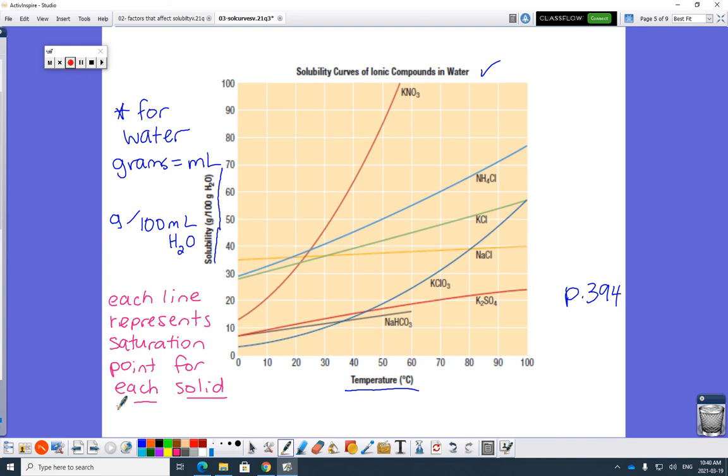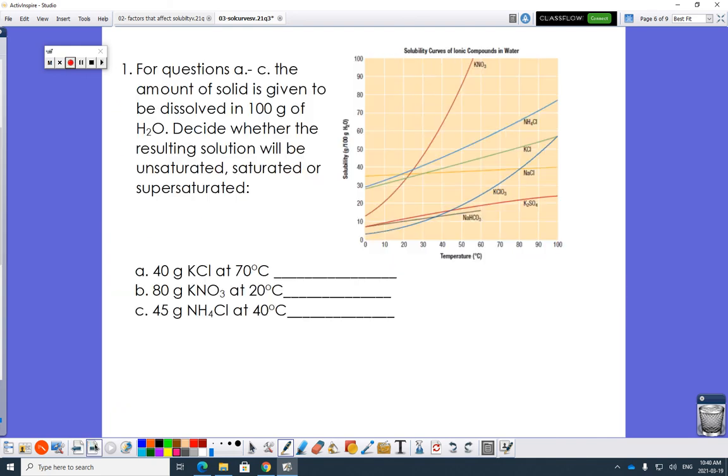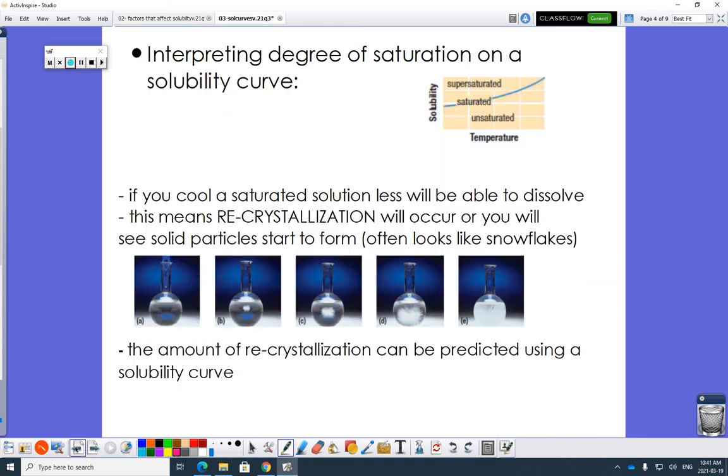Okay, so let's do some examples. We're going to look at the given information and decide whether the solution is unsaturated, saturated, or supersaturated. We are given grams, a solid, and a temperature. What we're going to do is decide: is it above the line, or supersaturated? Is it right on the line, or saturated? Is it below the line, or unsaturated?